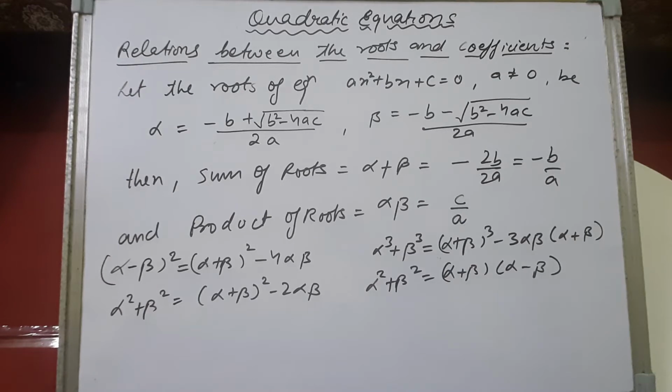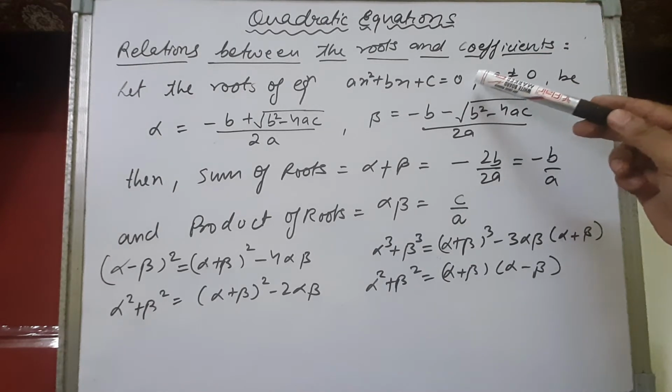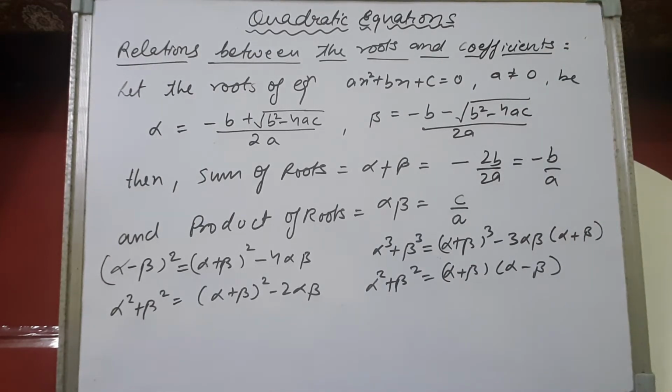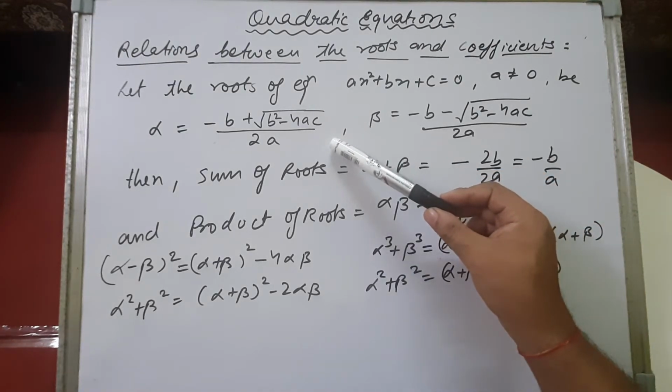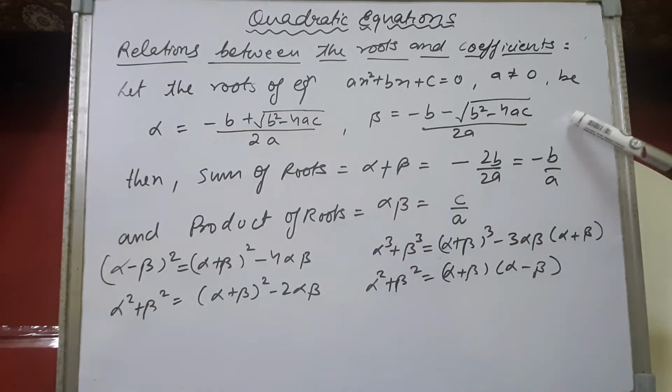Okay. So if we apply Sridharacharya's formula and calculate the value of x, the two values of x that will be obtained will be minus b plus under root b square minus 4ac upon 2a, and minus b minus under root b square minus 4ac upon 2a. So those plus and minus will be the two roots of the equation. So I have taken the roots as alpha, which is minus b plus under root b square minus 4ac upon 2a, and beta, minus b minus under root b square minus 4ac upon 2a.